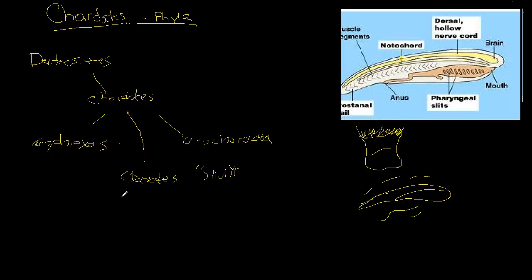Now, within the craniates, there exist the vertebrates, which are just craniates with backbones. So, backbone. And within the vertebrates are the gnathostomes. Gnathostomes are vertebrates with jaws. That's what the gnatho would be referring to. So, jaws.